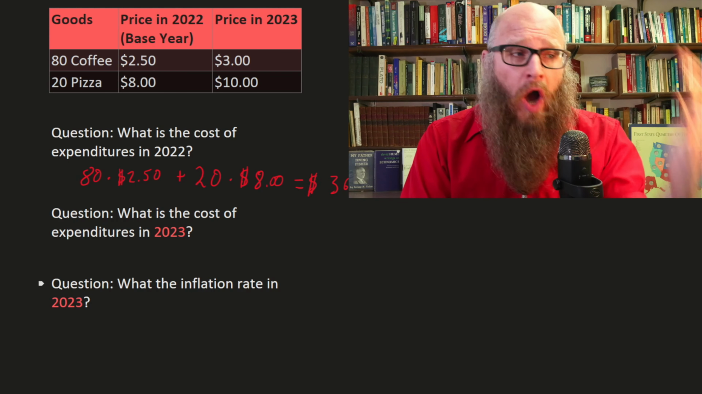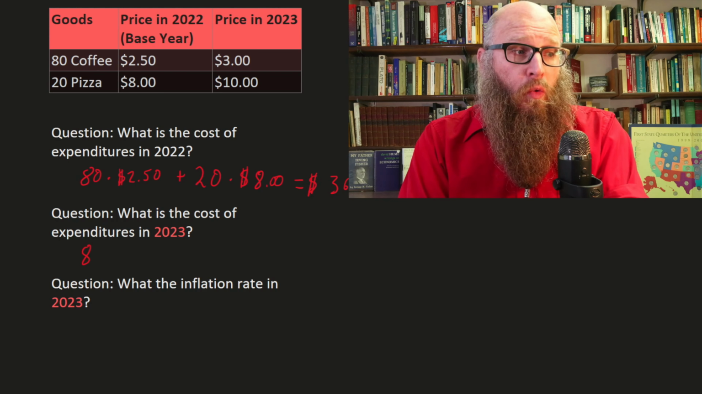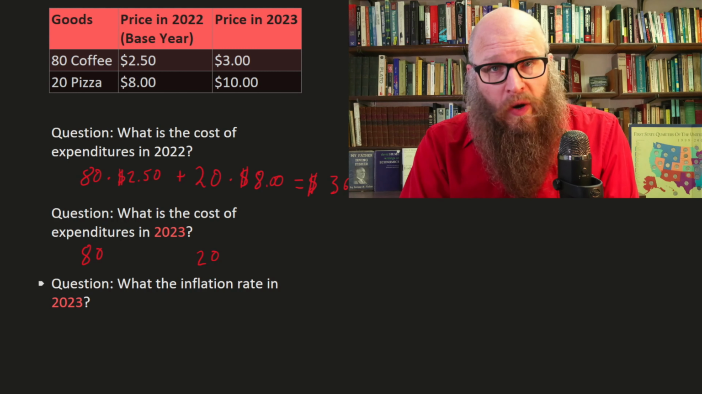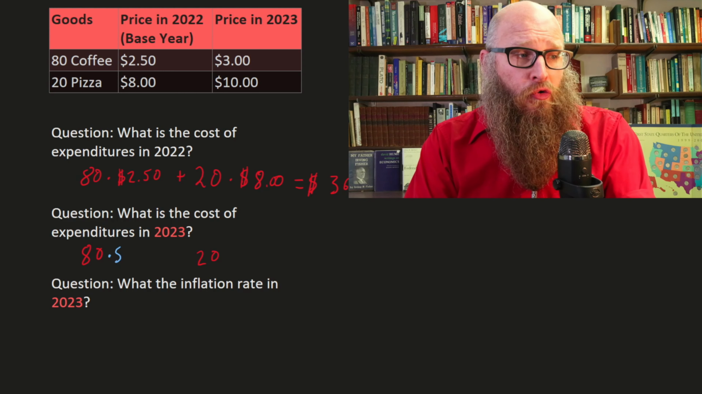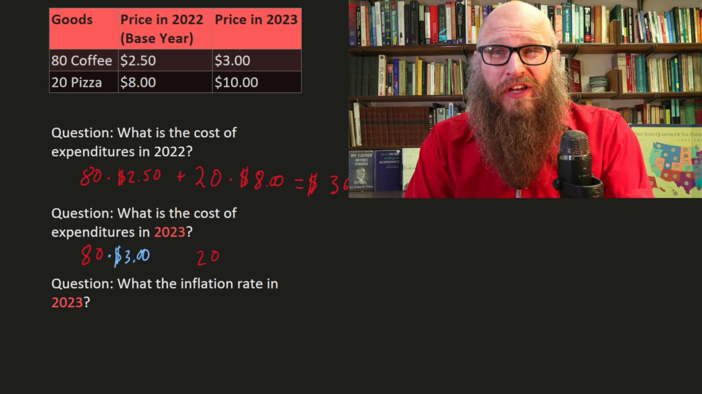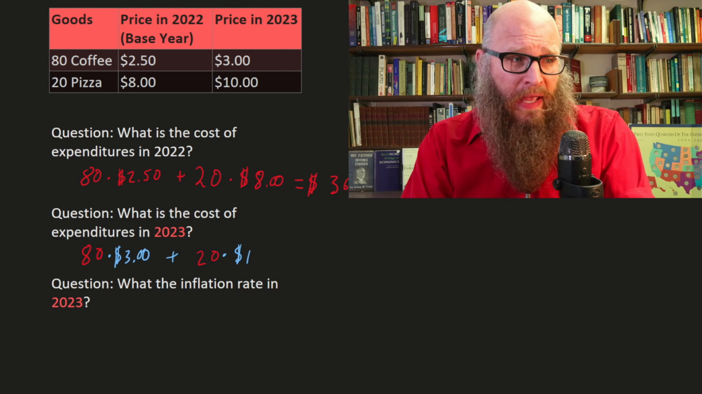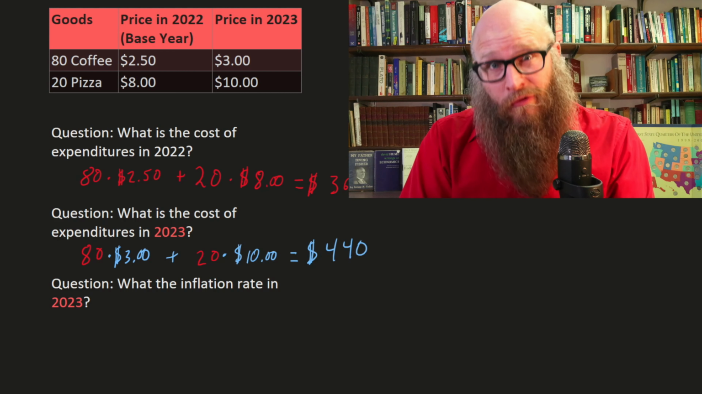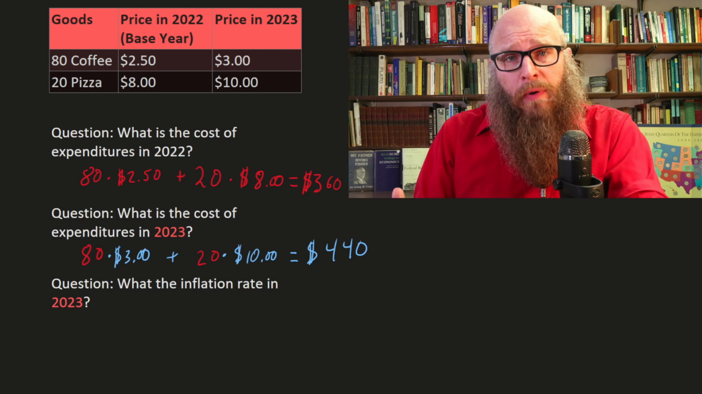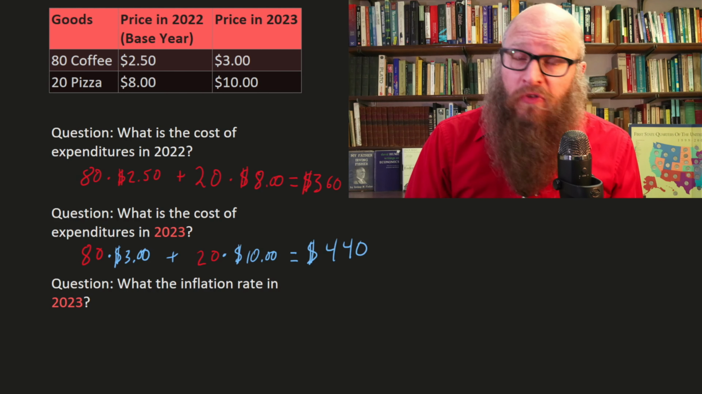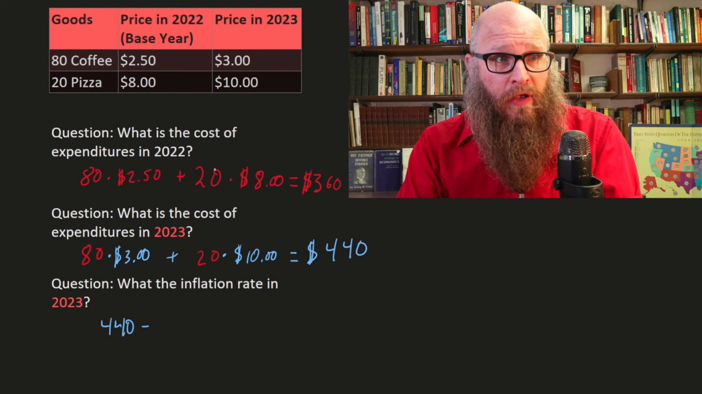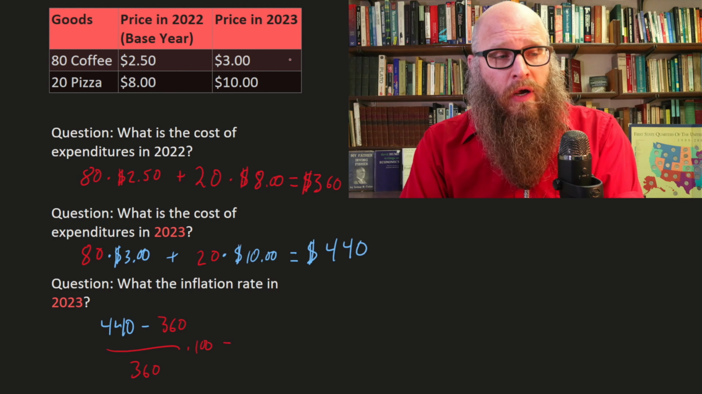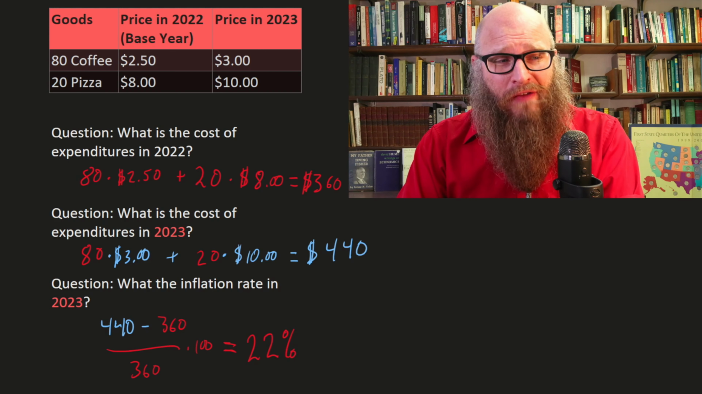Next, what is the cost of expenditures in 2023? Well, first off, we're going to keep the exact same basket, 80 cups of coffee, 20 pizzas, but we need some new prices. We've seen some inflation. It's now $3 for a cup of coffee and $10 for a pizza. Oh my goodness. This is a market basket of $440. Now that we have the market basket prices, let's ask what the inflation rate is between the 2 years. You take the new price of the basket minus the old price of the basket, divide by the old, multiply by 100, and you get a massive inflation rate of 22%.